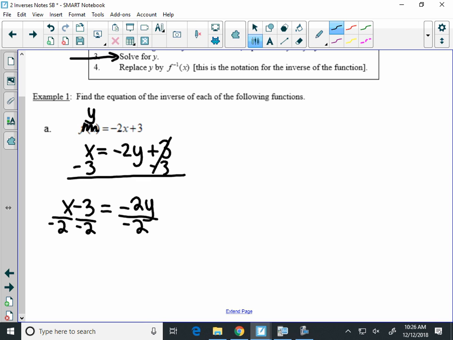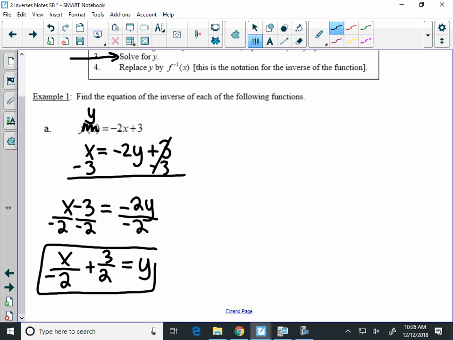Right, so I have x over negative 2. That can stay the same. A negative fraction, negative over a negative here, turns into a positive 3 over 2. And that equals y. That is the inverse. You can leave your answer just like that.